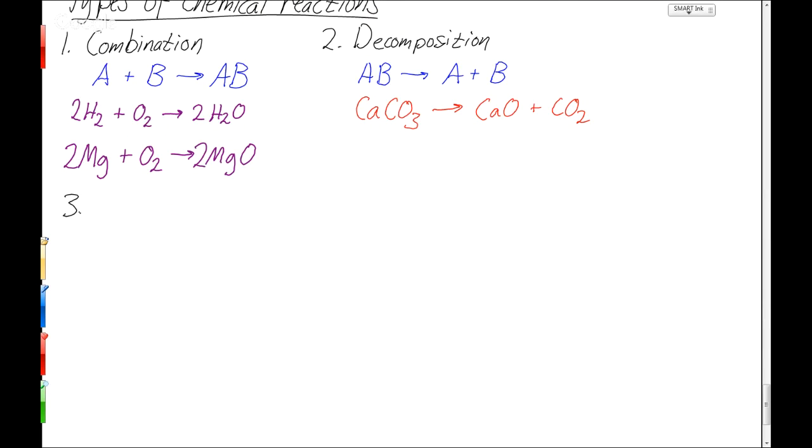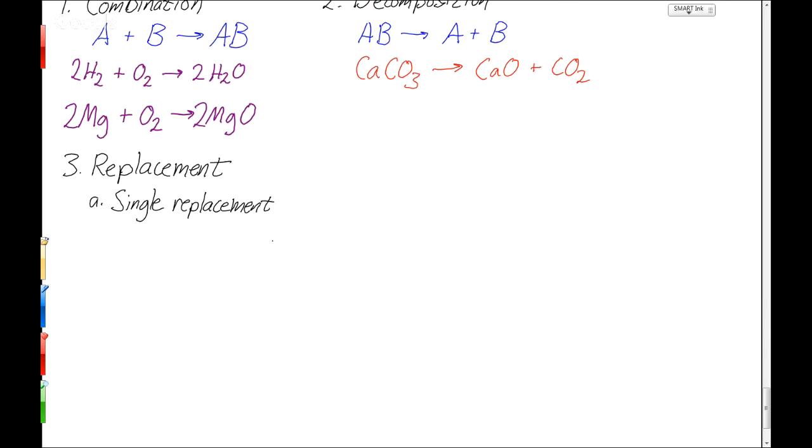Third category has two parts. The whole category is called the replacement reactions. The two parts are single replacement and double replacement. Single replacement looks like this. You have some element by itself, usually, that reacts with a compound of two other things. And then one of those pieces in the compound breaks off to go with the element, and the other one stays by itself. So something like that. And it could be AB plus C or whatever. It just depends on what it is. One of the pieces breaks off to go with the other one.